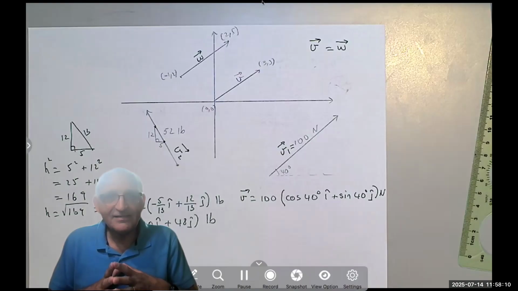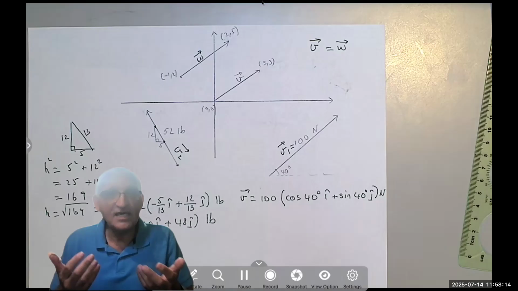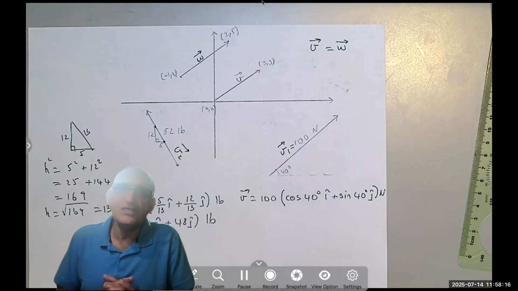And then next time we'll take it one step further and move to the 3D case and see how we are going to deal with vectors and how do we represent them.